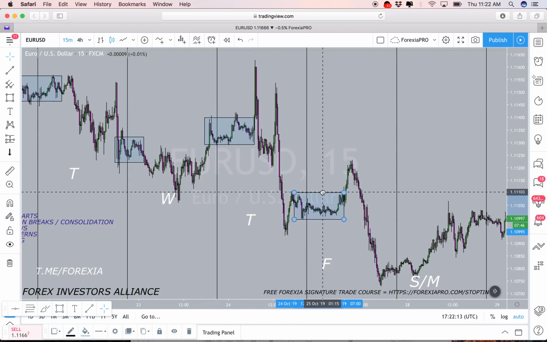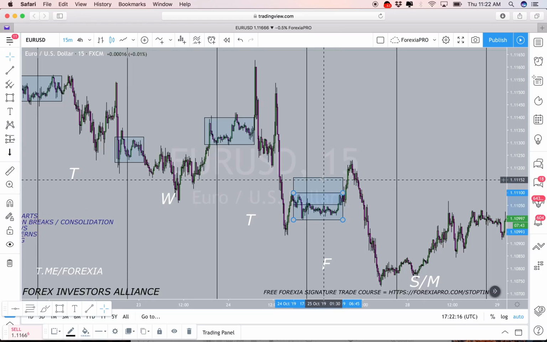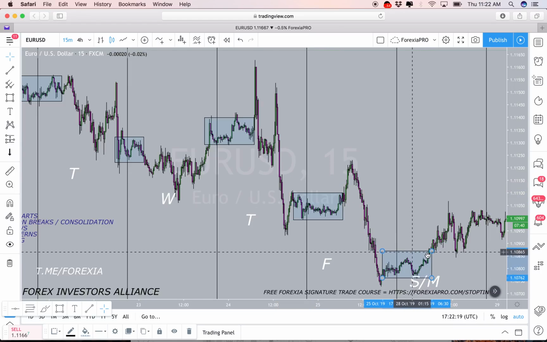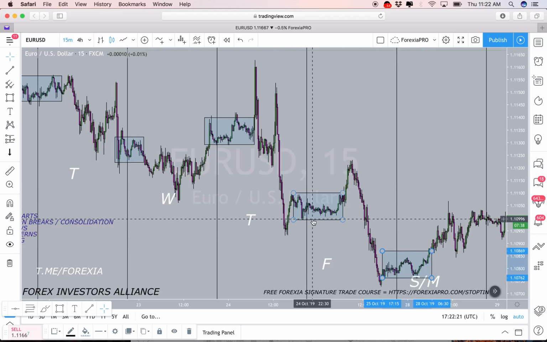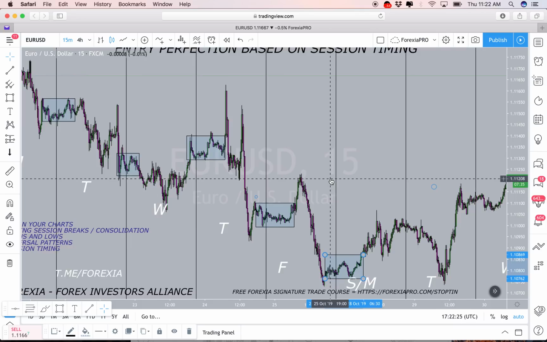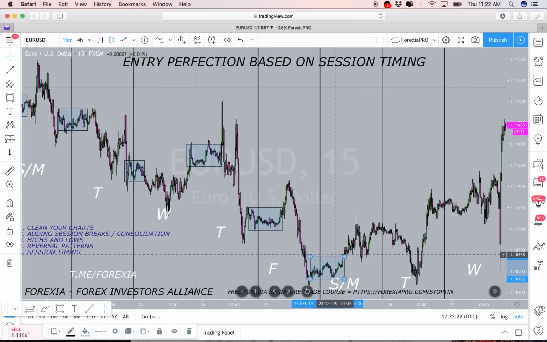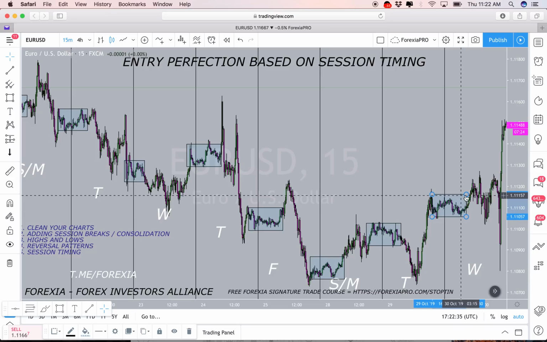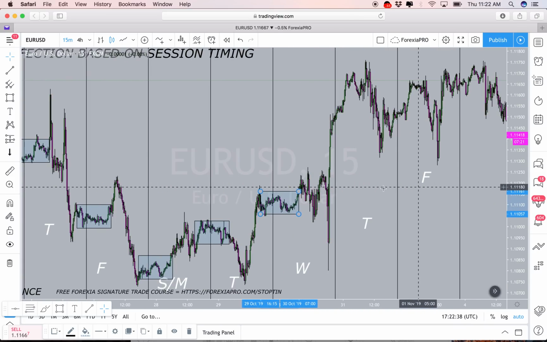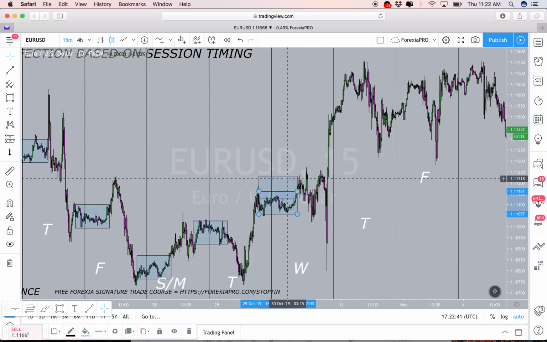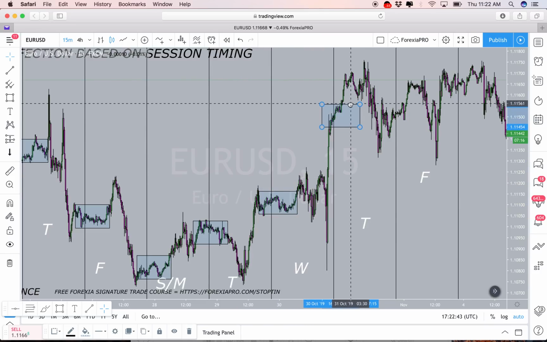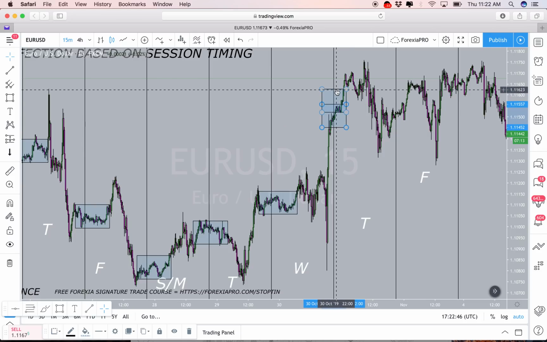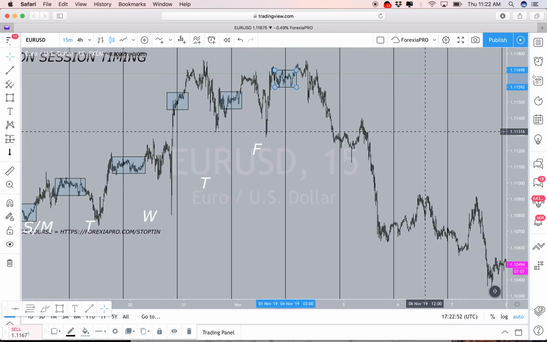There we go. More consolidation. Consolidation. Once you see it, you guys, once you see it, you can't unsee it. That's the best thing. So we're literally just copy and pasting this box over and over and over. There we go.